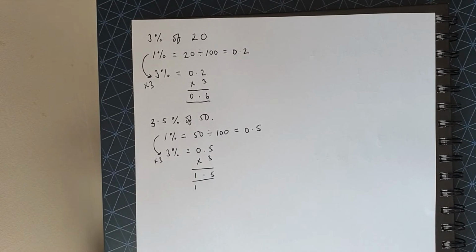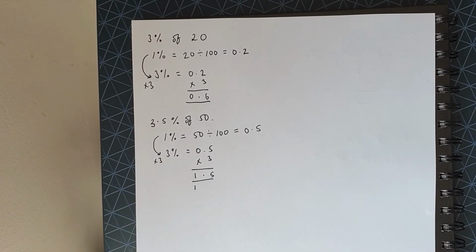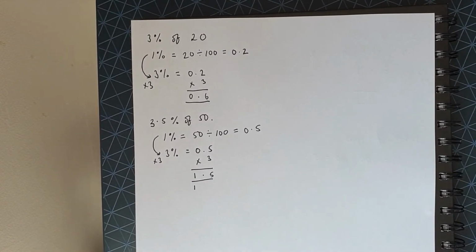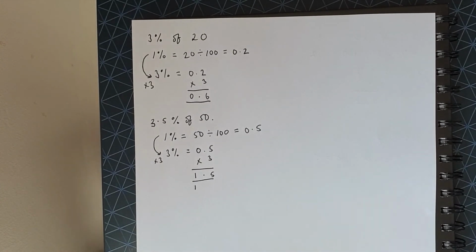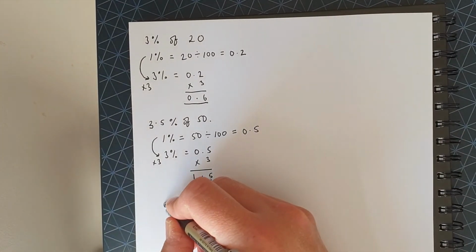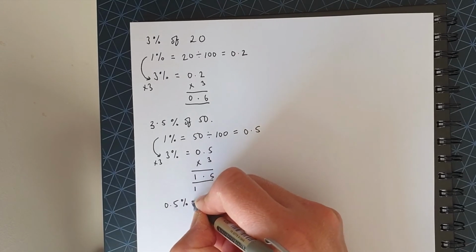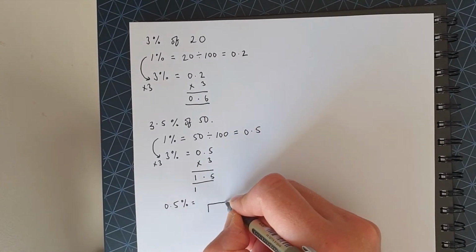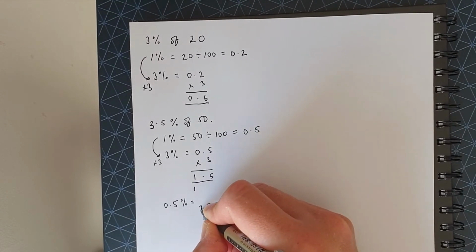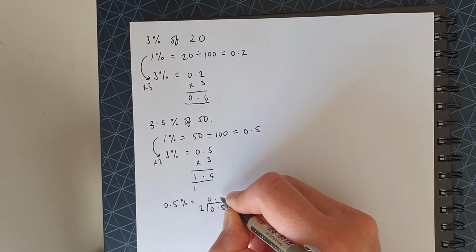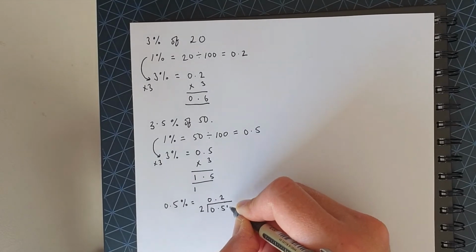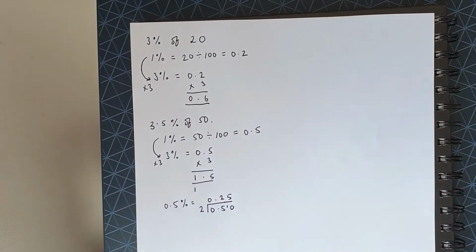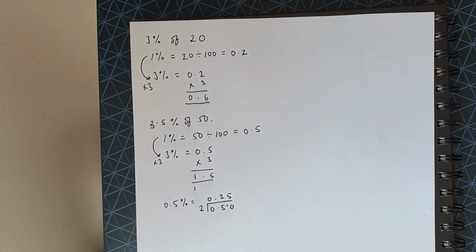Okay, so how do I get half a percent? Well, if you know what 1% is, if you want to go from 1 to a half, you divide by 2. So I'm going to say that 0.5% is half of 1%. So I'm going to take that 0.5 and divide it by 2. And I'm going to get 0.25.